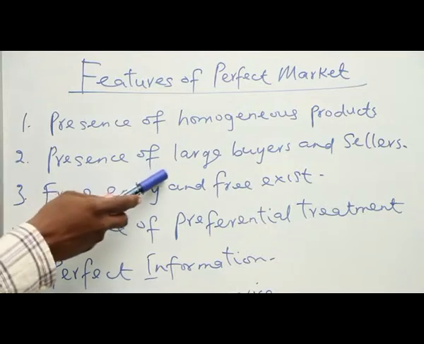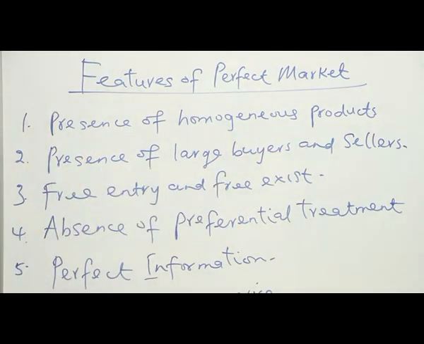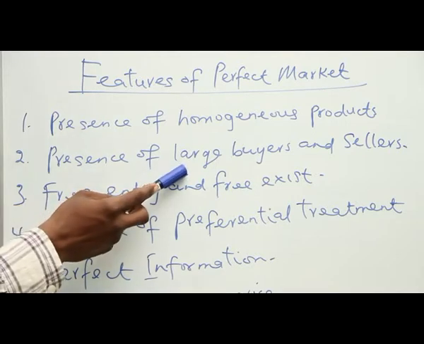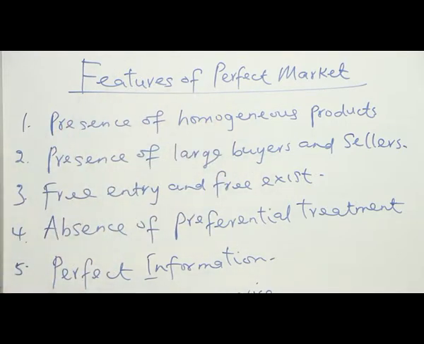Number 2, presence of large buyers and sellers. Now, we have said that in this market, no one can influence the price of the commodity, either the buyer or the seller. So for a market to have such, we expect the market to have a large number of buyers and a large number of sellers. That is, as a seller in that market, you are only supplying little out of the aggregate that the industry is trying to supply to the market. So if as a seller you cannot influence the price, then the market becomes a perfect market. Then we have large buyers.